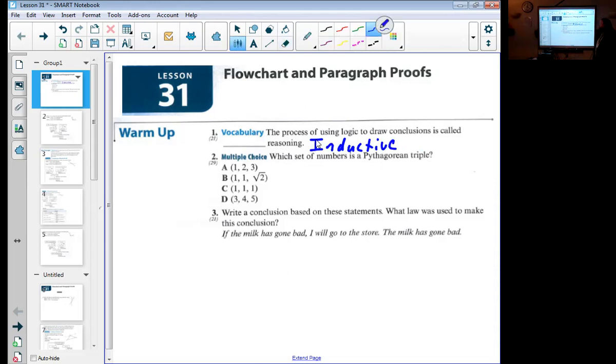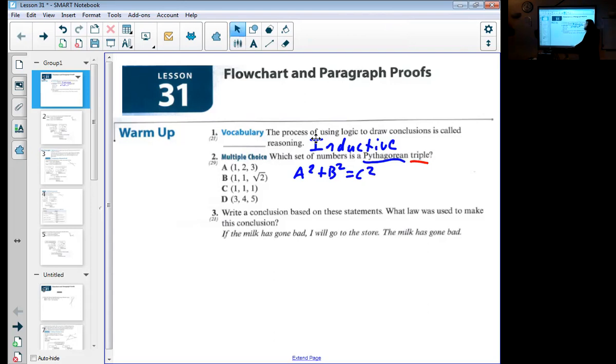All right. Question number 2 is multiple choice. Which set of numbers are a Pythagorean triple? So we have two pieces of information: Pythagorean and triple. A Pythagorean triple is 3 whole numbers that when you put them into the Pythagorean theorem, they end up giving you a true statement. Just as a reminder, the Pythagorean theorem is a squared plus b squared is equal to c squared.